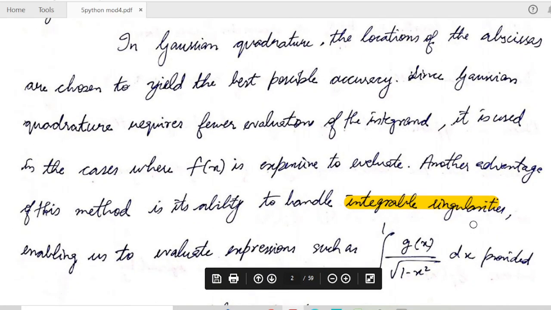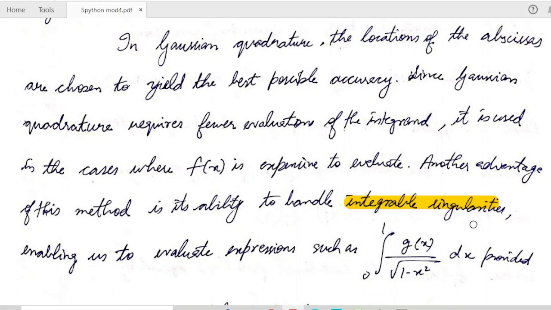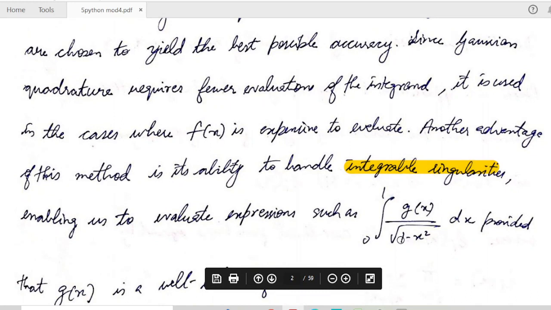Another advantage of Gaussian quadrature is, the first advantage is that it is more accurate than the Newton-Cotes formula. The second advantage is that in some cases the function f of x has singularities. Singularities means there are cases when the function is not defined at certain points. For example, in the integral from 0 to 1 of g of x over root of 1 minus x square, this function is not defined at the point 1.